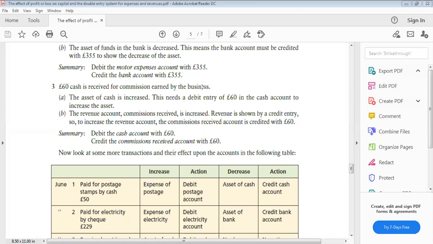All right. Now, this is a different kettle of fish. It's a different situation. So $60 cash is received for commission earned by the business. Now, the asset of cash is increased, right? This needs a debit entry for $60 in the cash account to increase the what? Asset.